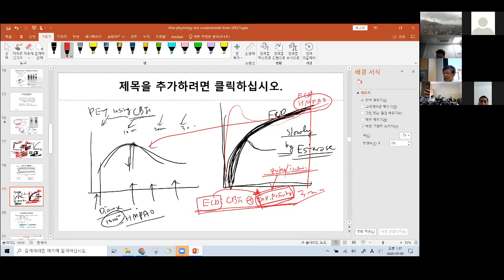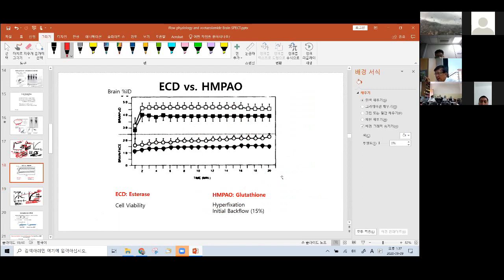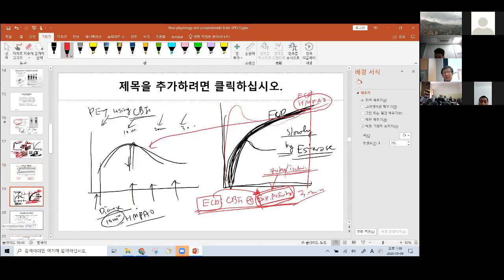HMPO is a little bit neutral. But as you can see, comparing ECD and HMPO, brain percent injected dose, ECD versus HMPO. Okay, I did not mark it here, but as I remember, this is ECD and this is HMPO. So in percent uptake, ECD is better. That's the one ECD people are advertising, but considering all these, if you are going to choose one, like us, HMPO is better.